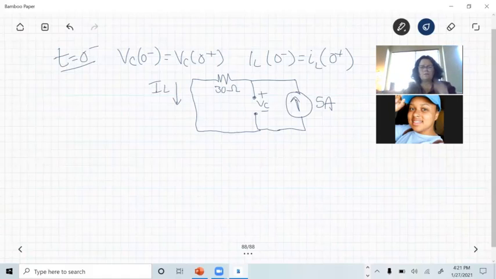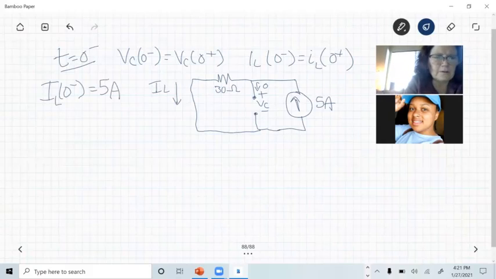Okay, so I want to solve for VC and IL and then use them later. The capacitor is open, so no current can flow this way. All the current has to go through the 30 ohm. And it goes through the 30 ohm. It's also got to go through the inductor. So IL is pretty easy. This is about how easy most of these are. IL of 0 minus equals 5 amps.